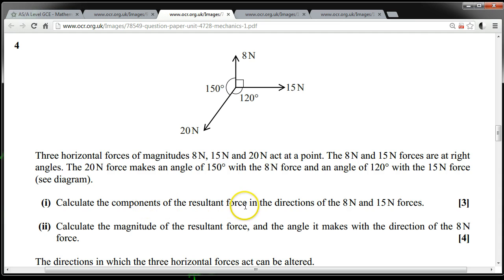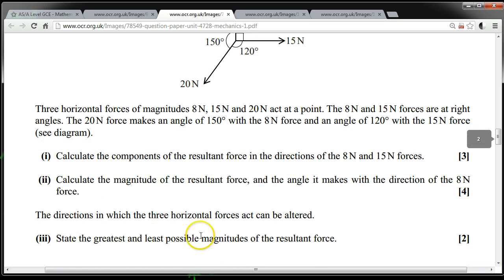Calculate the components of the resultant force in the directions of the 8 newton and 15 newton forces. Calculate the magnitude of the resultant force and the angle it makes with the direction of the 8 newton force. The directions in which the three horizontal forces act can be altered. State the greatest and least possible magnitudes of the resultant forces.